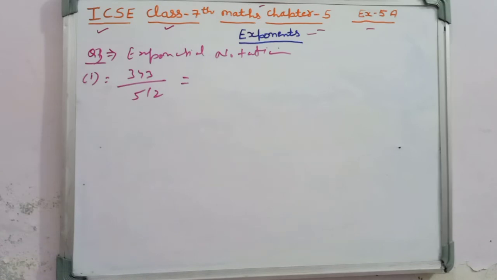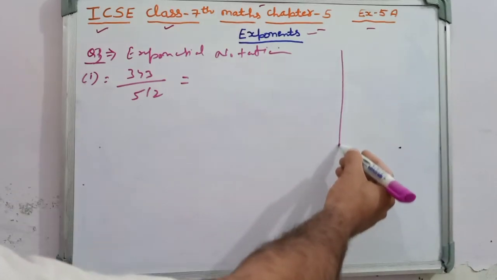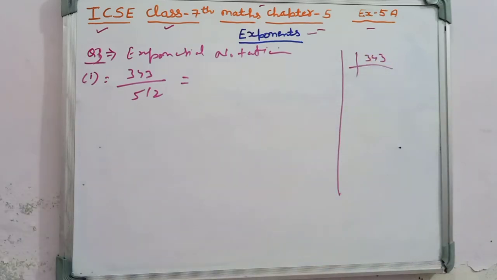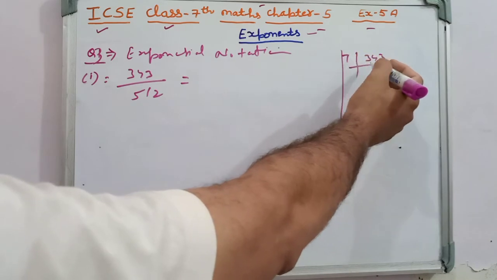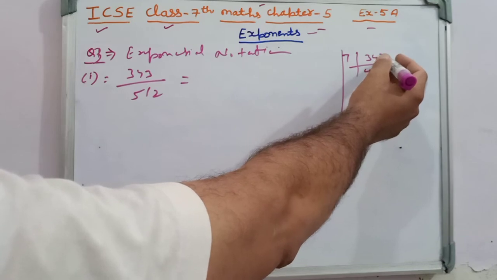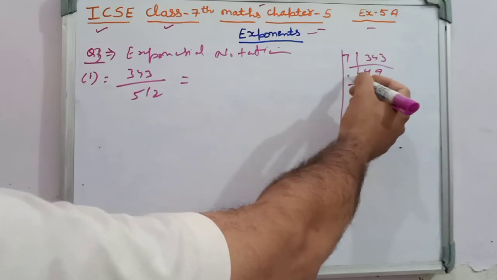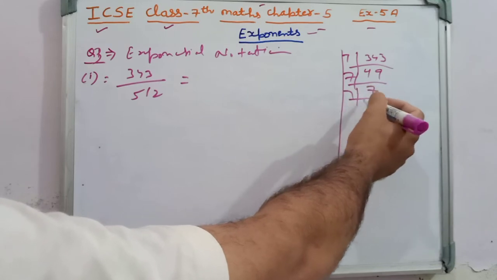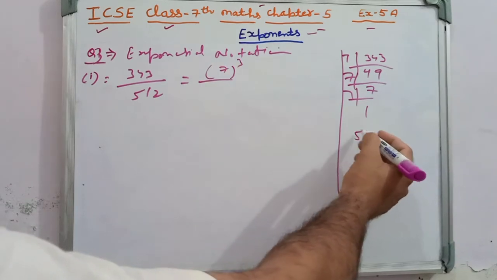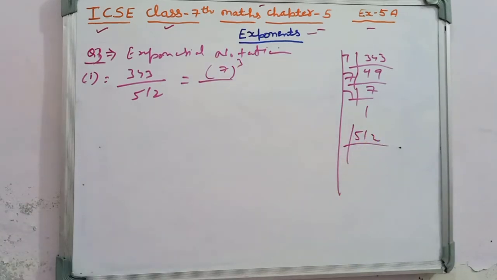We have to make factors. For 343, 7 times 4 is 28, remainder 6 gives 63, 7 times 9 is 63, 7 times 7 is 49, so 343 is 7 raised to power 3. Now 512 is carrying 2, so we can make factors of 2.